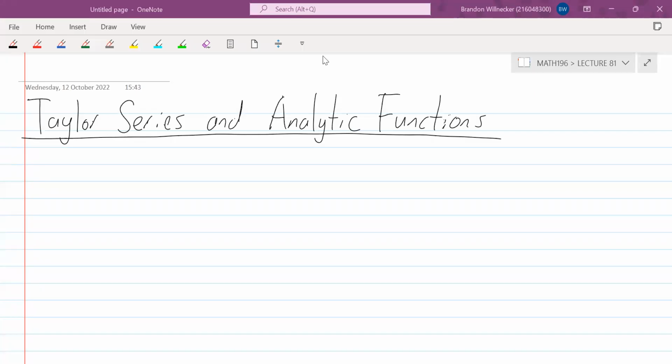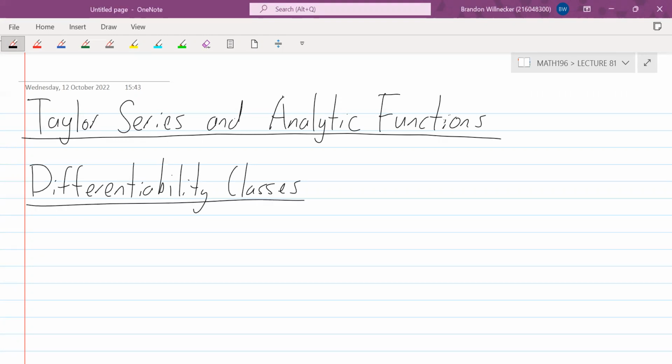Hi there. So today we're going to be going over Taylor series and analytic functions. Before we get to what a Taylor series is and what an analytic function is, let's do a quick review of the idea of differentiability classes. This should have been done last year, but let's just go over this again quickly.